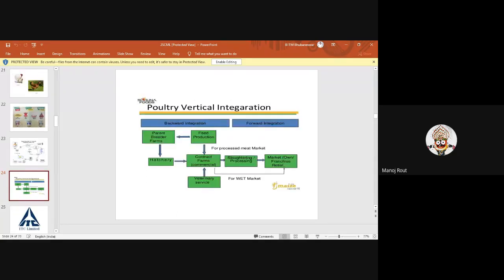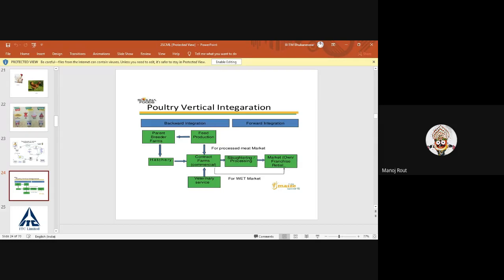Going to the next one, I will explain the forward integration as well as the backward integration of this particular poultry business of Sugna Foods. In the case of forward integration, the parent breeder farms, the broiler or chicken, directly go to the hatchery, then to the contract farm in the case of commercial, then the slaughtering process, then market and franchise retailer.